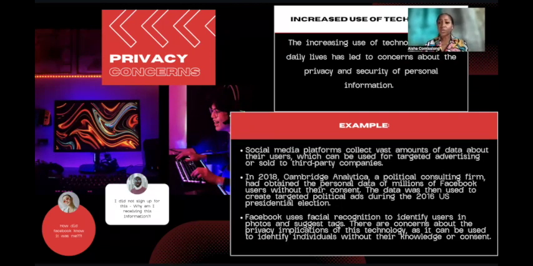Another example is the use of facial recognition technology by social media companies. Facebook, for instance, uses facial recognition to identify users in photos and suggest tags. However, there are concerns about the privacy implications of this technology, as it can be used to identify individuals without their knowledge or consent. Now, these examples highlight the need for social media companies to be more transparent about their data collection practices and to provide users with greater control over their personal information.